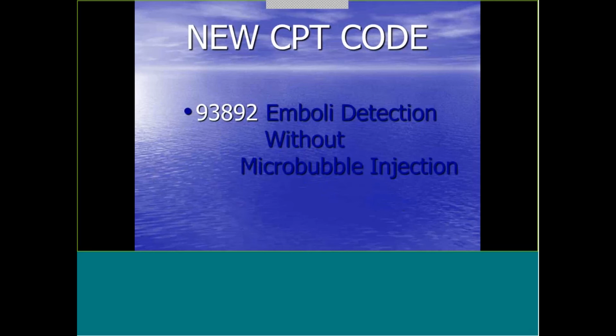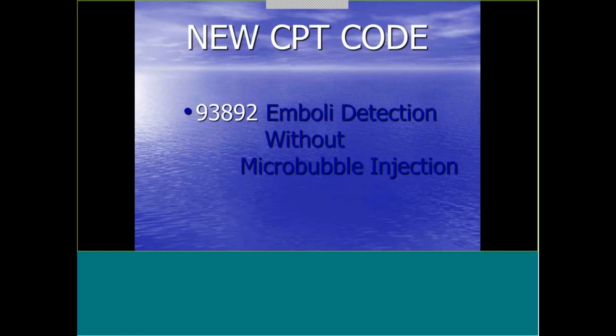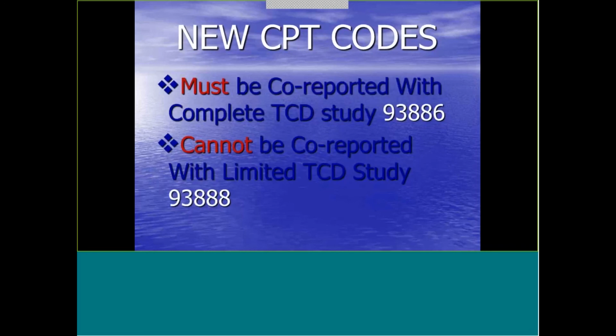So you have to co-report these. Now, don't forget this. It's very important. You have to do a complete study, the 93886, and you co-report it with the 93892. You cannot co-report with the limited study, of course, because limited is when you don't have temporal windows, and you just can do the vertebrobasilar and the ophthalmic or the orbital approach.